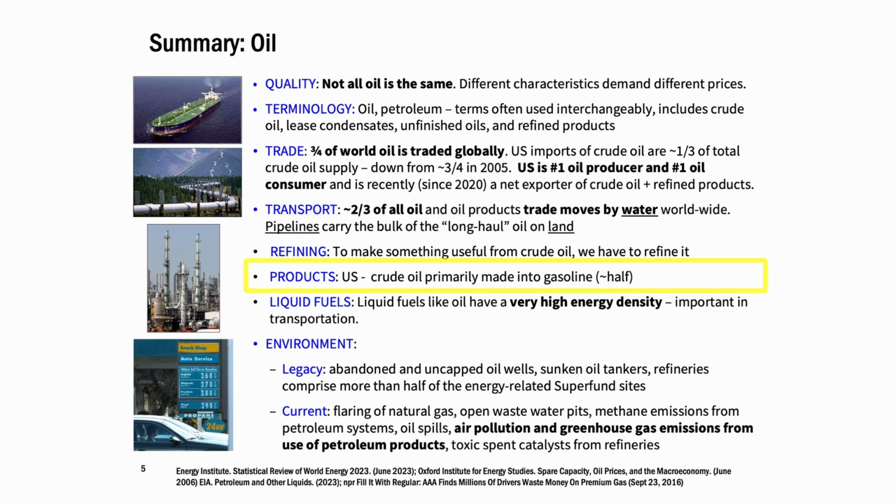In the US, we mostly make it into gasoline. That's our biggest product. We talked about the energy density, and then of course we're going to talk about the environmental issues. So we have both present, right now, environmental issues in terms of air pollution and those kind of impacts, and then we have legacy issues.